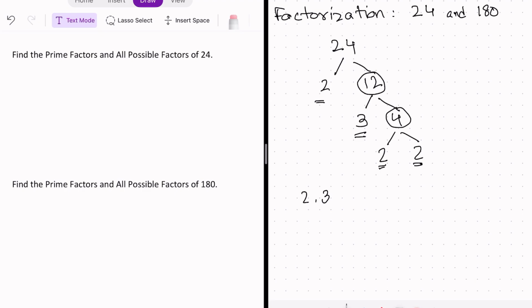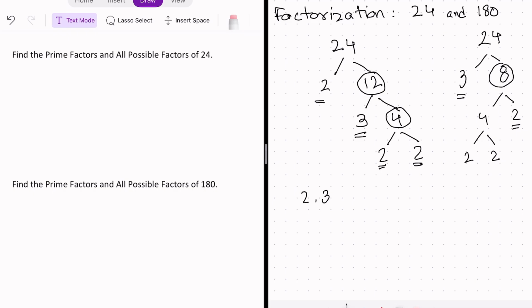Now, if by chance we factorize 24 in a slightly different way, by saying I'll do a factor of 3 first, which is a prime number, and the other factor would be 8. 8 is 4 into 2, and 4 is 2 times 2. So while the prime factors here are still going to be 3 and 2, we have an additional factor 8 that didn't show up in the first method.